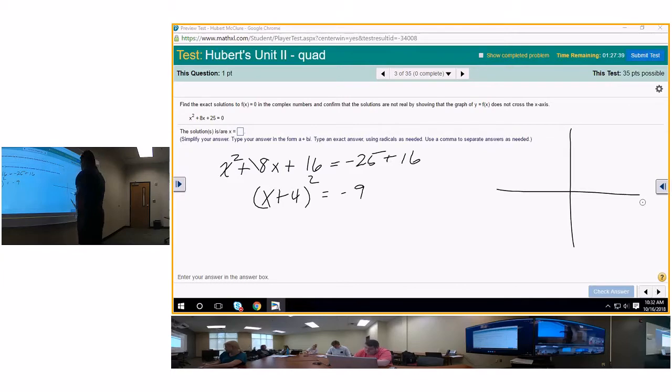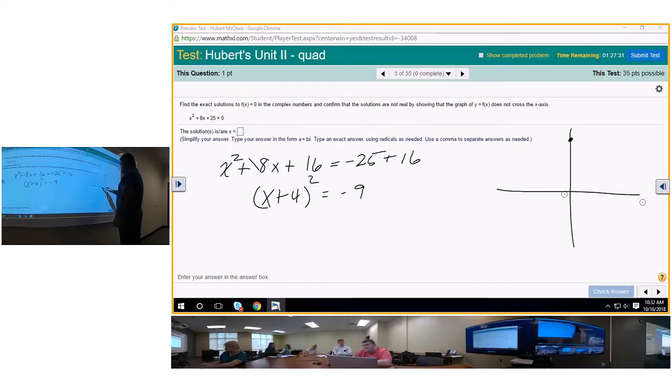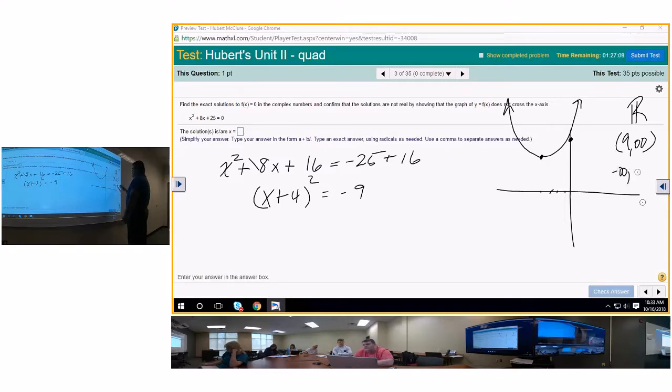We've got a y-intercept of 16, which is way up here. We've got no x-intercepts, but we've got a negative 4, 1, 2, 3, 4, and a positive 9. So we've got a graph that looks like that. The domain is all real numbers. The range is from positive 9 to infinity. It's decreasing from negative infinity to negative 4 and increasing from negative 4 to infinity.